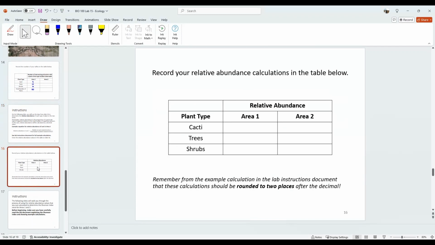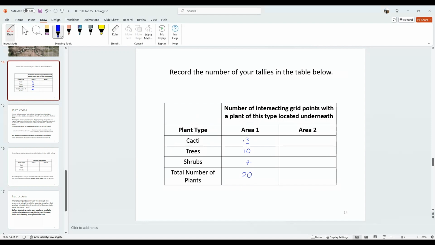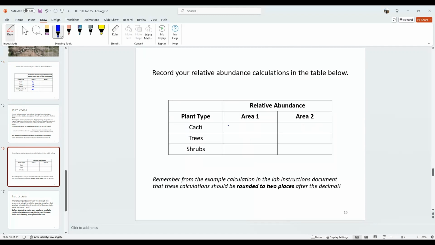So on the next slide, it has a space for you to do that. The relative abundance of cacti in area 1, we go back to our numbers here. We saw 3 cacti in area 1 and 20 total plants. So the calculation would say, okay, I'm going to take 3 and divide it by 20. 3 cacti divided by 20 total plants gives us a decimal value. The decimal value is going to be 0.15 for the relative abundance of cacti specifically.